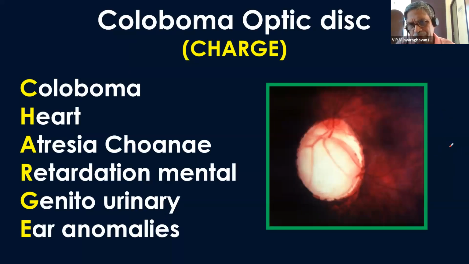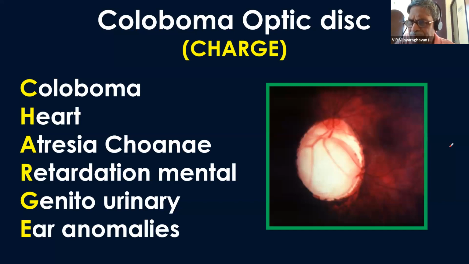Sometimes in the disc, I can see colobomatous defects, colobomas. You know what is coloboma? The defective embryonic fissure closure. Embryonic fissure starts in the 6th week of gestation and closes by the 8th week of gestation. If it is not closing properly, the coloboma can occur anywhere, maybe in the iris, maybe in the choroid, maybe in the optic disc, everywhere the coloboma may be there.